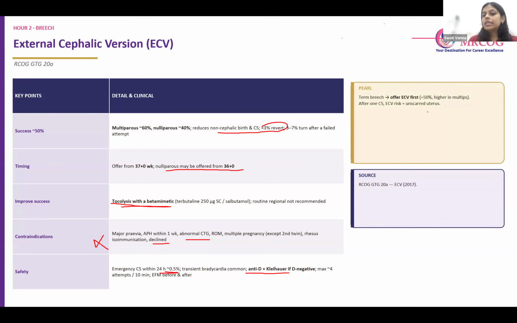Pearl point: whenever a term breech patient is given to you, always look for the option of ECV in your options. Offer ECV first. There is a 50% success rate and it is higher in multipara. After 1 CS, the ECV risk is approximately the same as in an unscarred uterus, so you can give it.